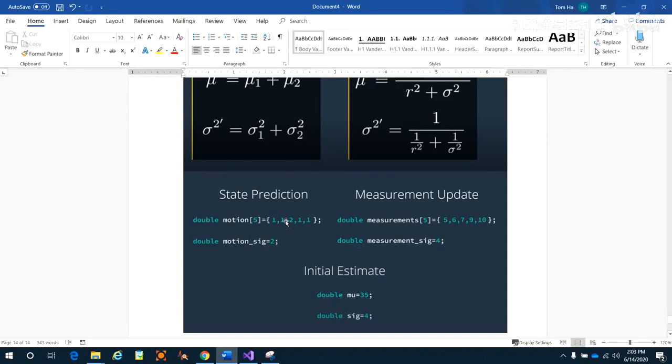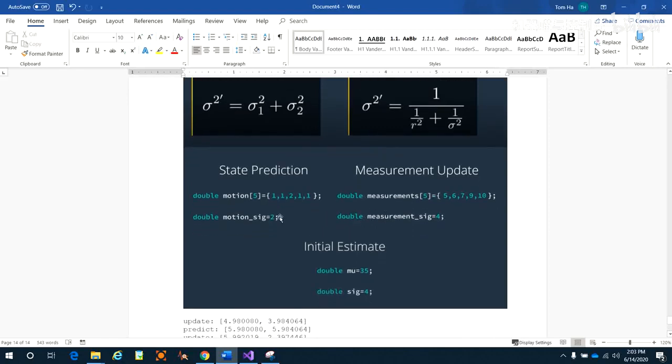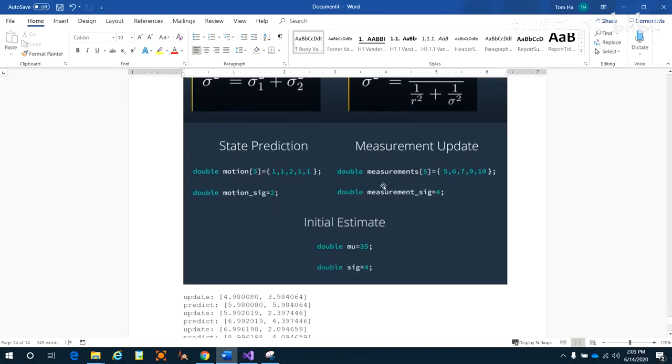How they give you a really good estimation. For example, here you have the measurement update, and here the prediction. You have the value from the measurement from the sensor. For example, your sensor measures 5 at time t equals 0, and 6 at the next time step. And here the motion: you ask the robot to move 1, 2, 1 at time t equals 0, t equals 1, t equals 3.